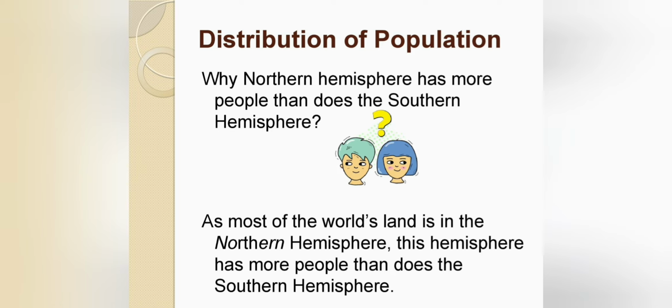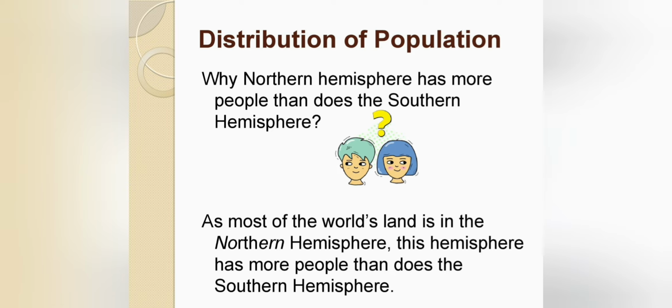So here we can see the distribution of population. Okay, as I told you already, the distribution of population is not even across the whole world. Some places are highly populated, some are very thinly populated. Okay, so they are not uniformly distributed everywhere. Okay, so here is one question: why does the northern hemisphere have more people than the southern hemisphere? Do you know the answer to it?